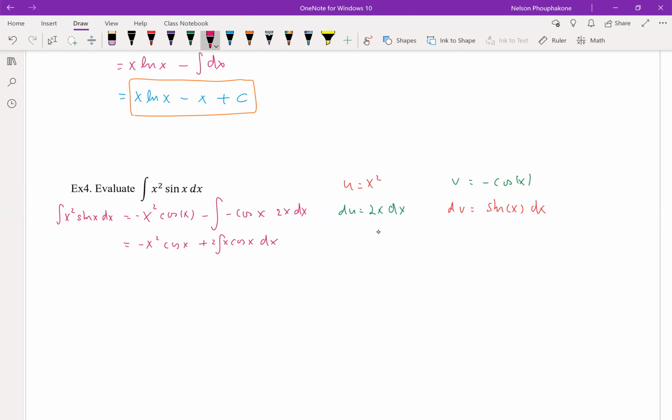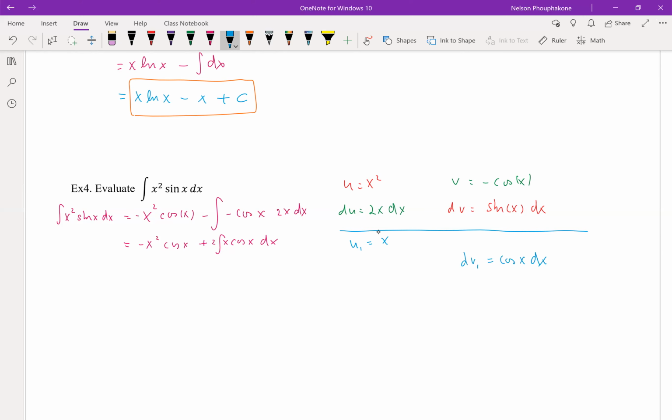Okay. So you will see that it seems we need to do another integration by parts to take care of this one. So therefore, let us do another one. Now I will have u sub 1 equal to x, and then dv sub 1 will be cosine of x dx.